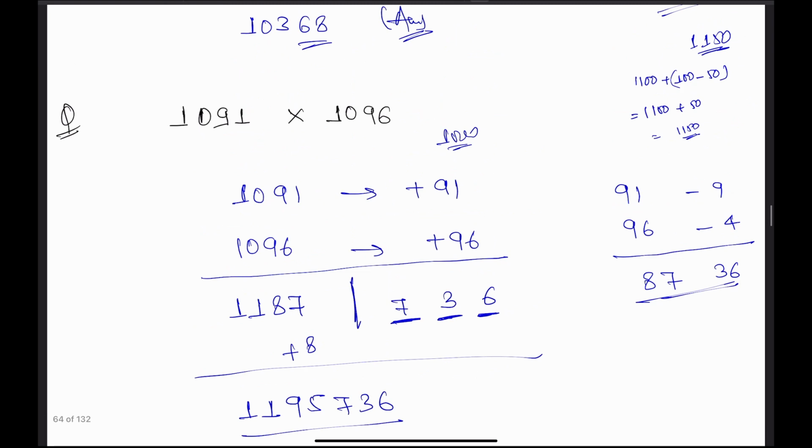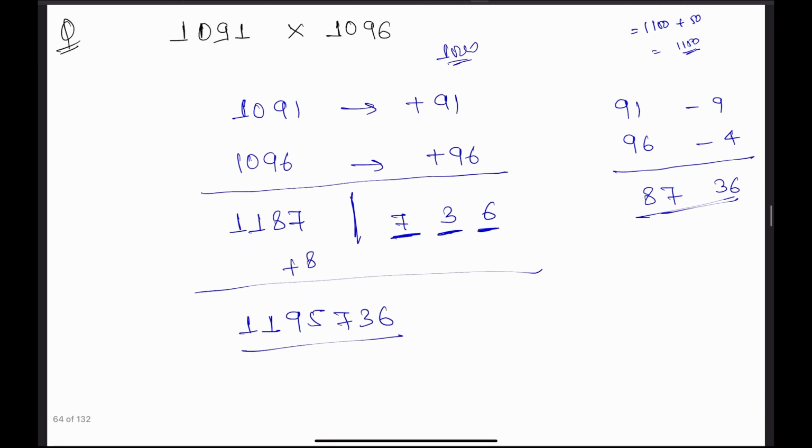Just see how long it takes for us to solve this 4 digit multiplication. It won't take more than 17-18 seconds if we have the practice. So let's just take one more question of a different type, this time 996 into 1012.